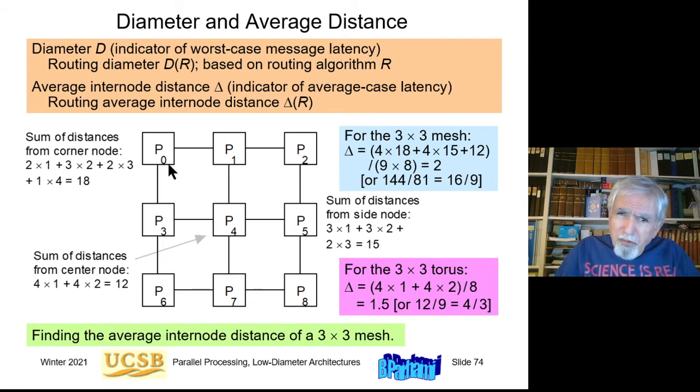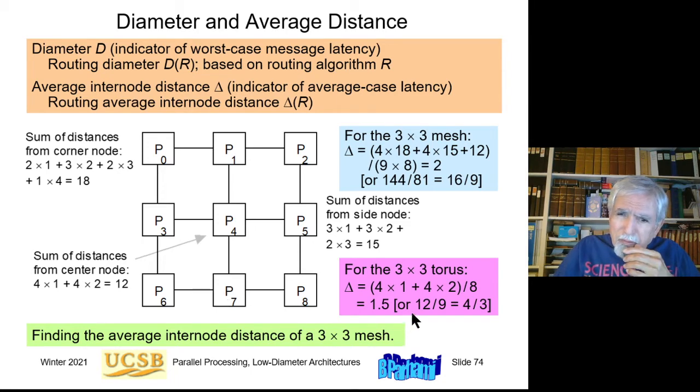to 4 nodes: this one, this one, this one, and this one. These 4 nodes are distance 2 away.